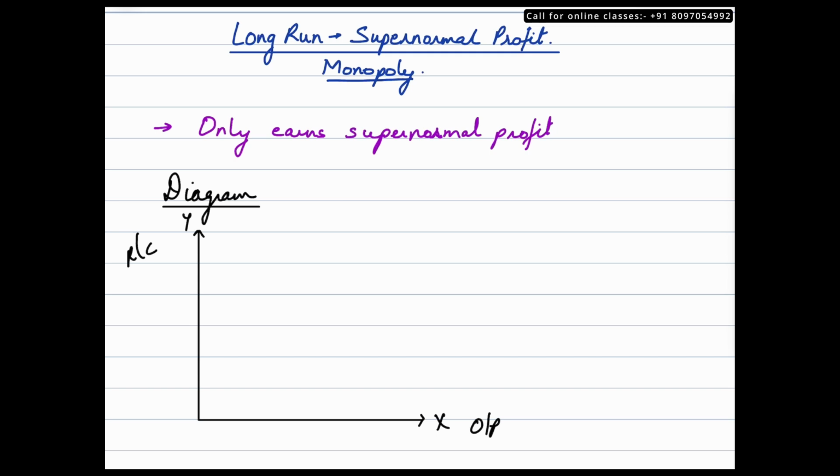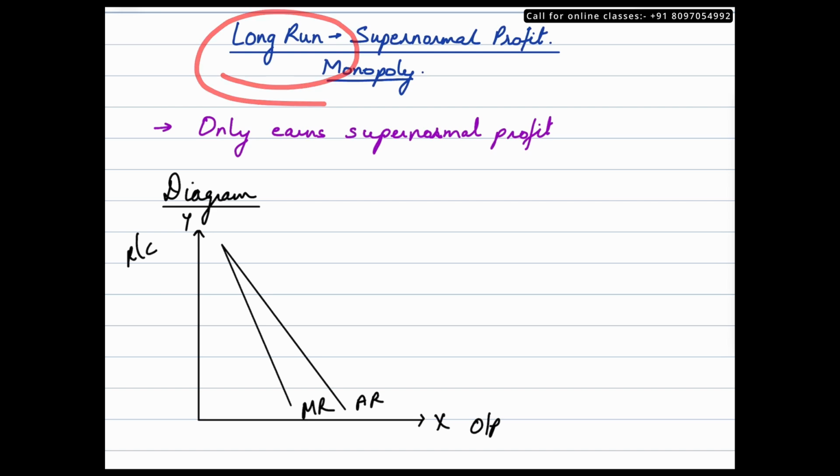That's the reasoning why a monopolist would face a downward sloping AR curve. Okay, let's draw the AR curve. Let us say this is the average revenue curve. Marginal revenue would fall at a rate faster than the average revenue. Let us say this is the marginal revenue curve. Now, since we are focusing on the long run segment, all the curves that we draw in this diagram are going to be long run curves.